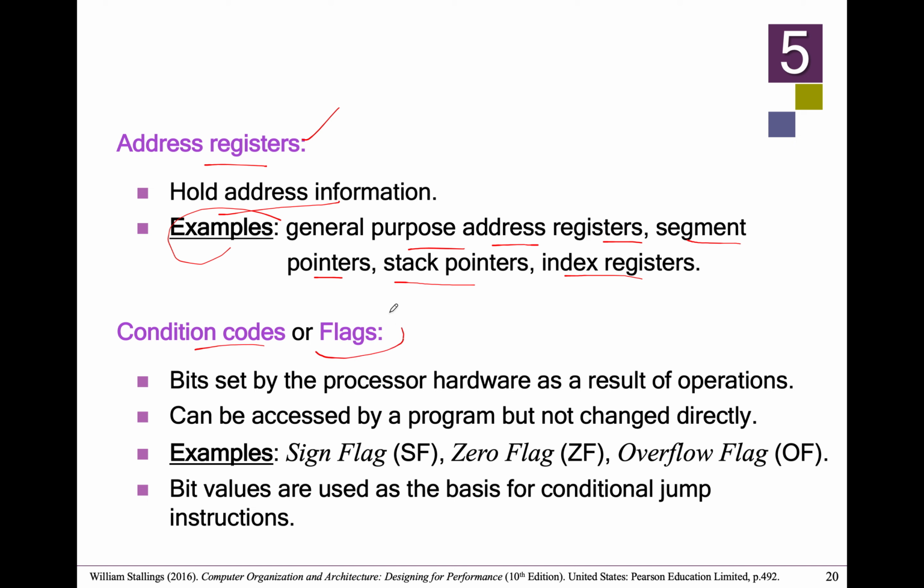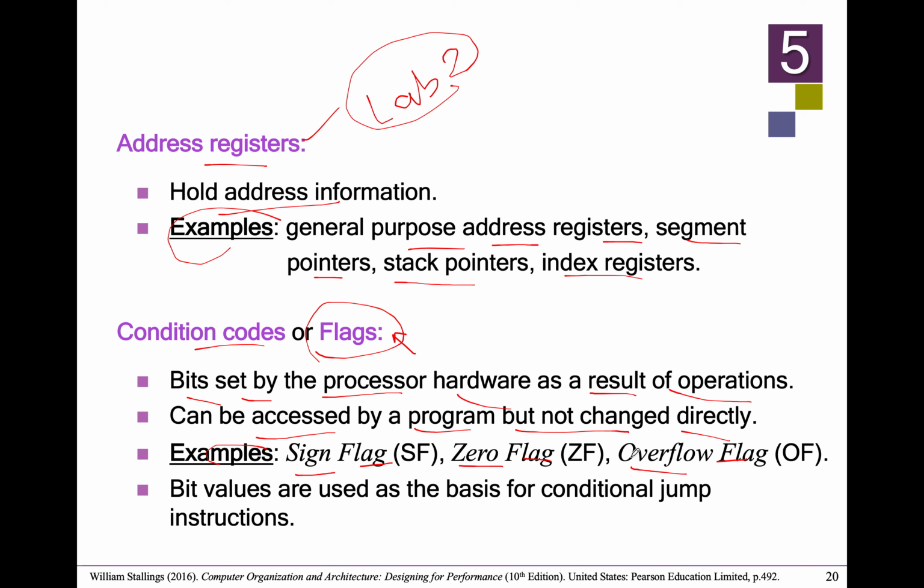And condition codes. Now you see the flags. Before this, if you look into your flags, you need to answer questions in your lab too, certain questions related to flags, but in theory you have not yet covered them. But now here you look into your flags. What is this? Bits set by the processor hardware as a result of operations, which can be accessed by a program but not changed directly. Examples are your sign flag SF, zero flag ZF, overflow flag OF. There are a lot of other flags. Bit values are used as the basis of conditional jump instructions.